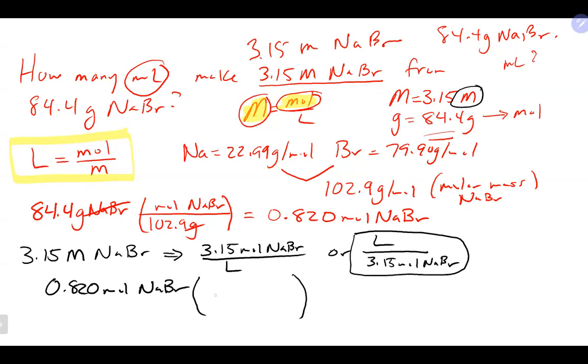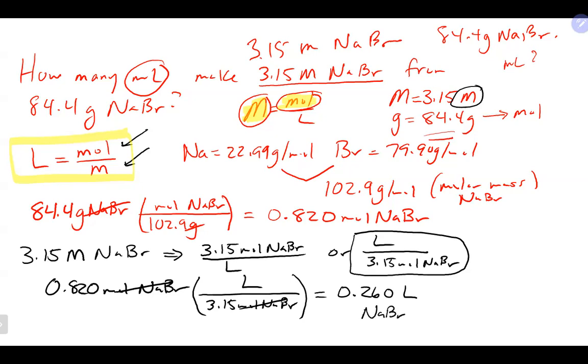So I'm going to put 3.15 moles of sodium bromide per liter. The moles of sodium bromide will cancel and we will get 0.820. We're actually dividing here by 3.15, which is exactly what we talked about doing here, dividing. And that gets us 0.260 liters. And that would be how many liters of sodium bromide would be needed.